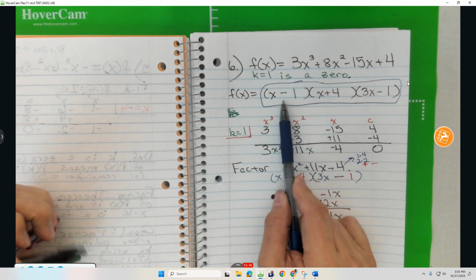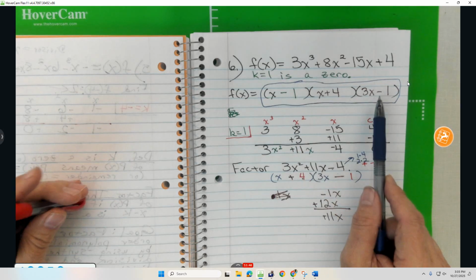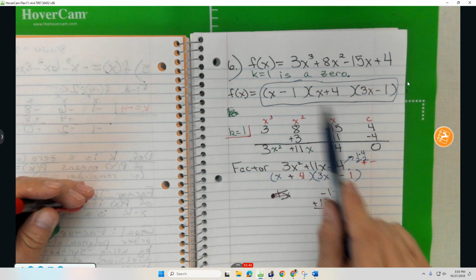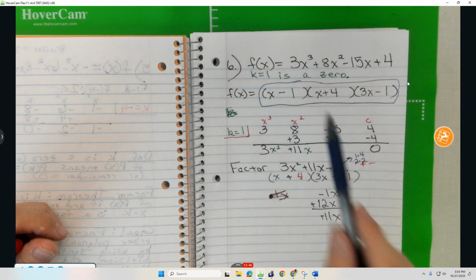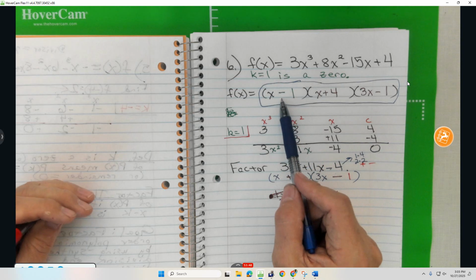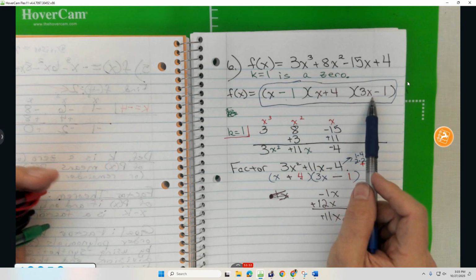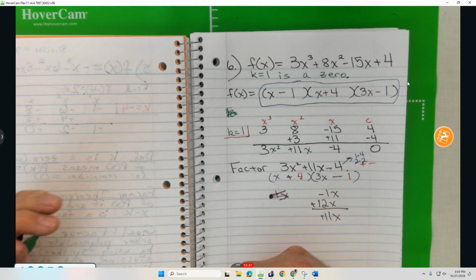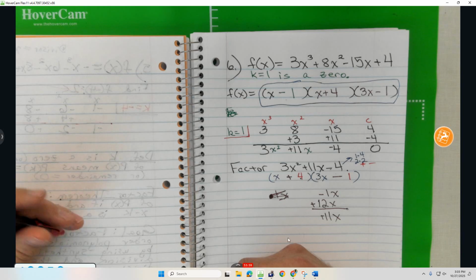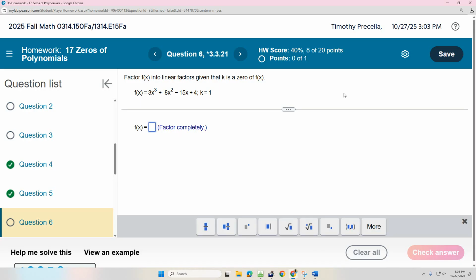The first factor that I write down, although multiplication is commutative, you could write 3x minus 1 times x minus 1 times x plus 4. I put the factor that comes from the k value first, and then the other two. But it doesn't matter the order in which you type them in. Let's type these in, the answers. We might have already been timed out. If we haven't, let's type it in.